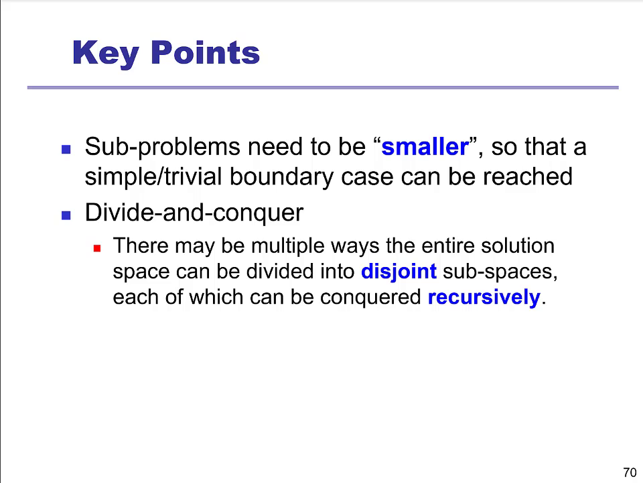So the key points here: the subproblem needs to be smaller so that a simple trivial boundary case, which is a base case, can be reached. For divide and conquer, there may be multiple ways the entire solution space can be divided into disjoint subspaces, each of which can be conquered recursively. So that's essentially what we have been discussing before.